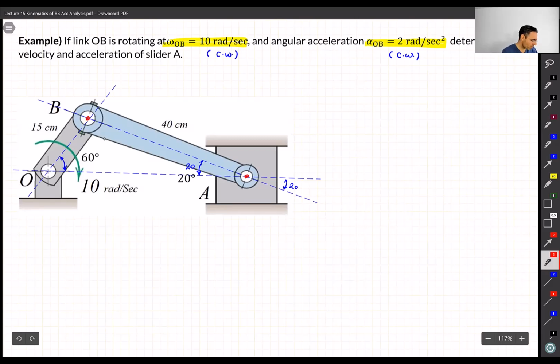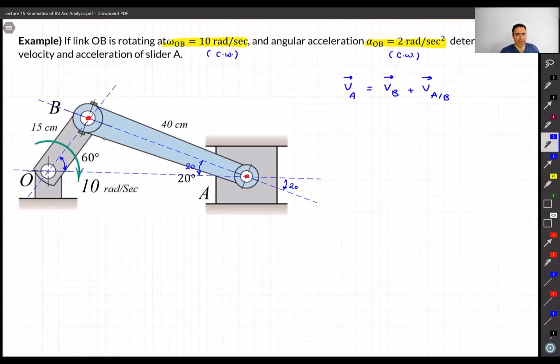Point A and point B, these 2 points are my key points to solve this problem because I have some information for point B. I want to find out some information for point A. So why not I write down VA is equal to VB plus VA with respect to point B. And this is all again in vector notation, right? And now we convert these to I and J. So let's start with point A.